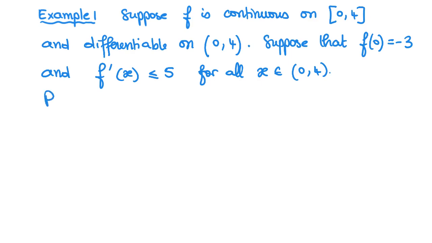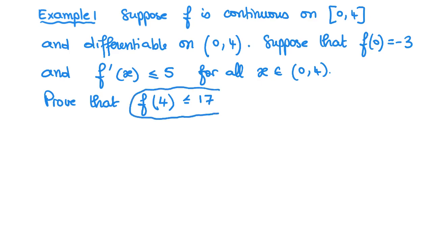Given all of this, I want to prove that the value of f at the other end of the interval, so f of 4, is in fact less than or equal to 17. So I want to prove this result here. Okay, and we're going to do that using the mean value theorem. So the solution will be like this.